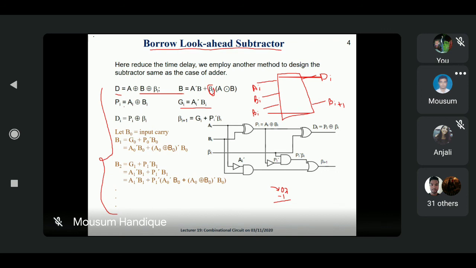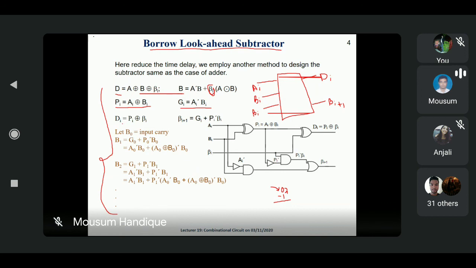And PI means either which particular condition, if we are breaking this one, AI XOR BI means AI complement with BI plus AI BI complement. So either this one is 0 and this one is 1, or this one is 1 and this one is 0. So here I am writing AI XOR with BI. Are you getting my point? So how is the difference generated for the ith bit? It is PI, that is AI XOR BI, and beta I is already present.